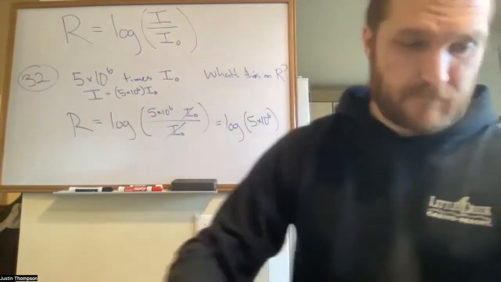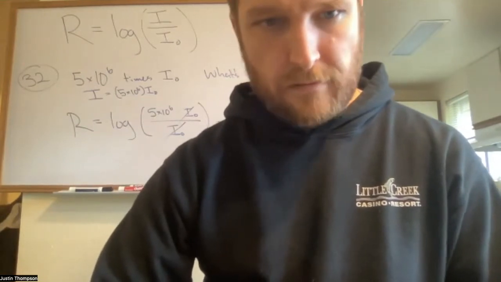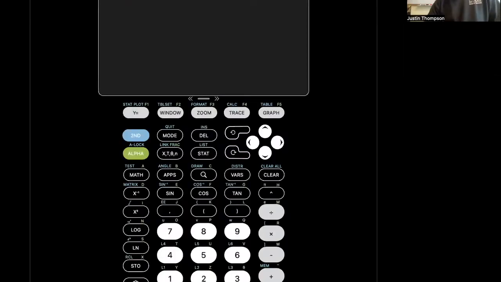Right now on a calculator. The way that we do this, there are a few different ways of doing scientific notation on a scientific calculator. I am trying to compute log of 5 times 10 to the 6th. I could, if I were so inclined, just go 5 times 10 raised to the power of 6.